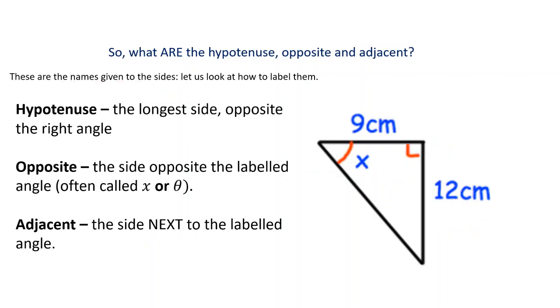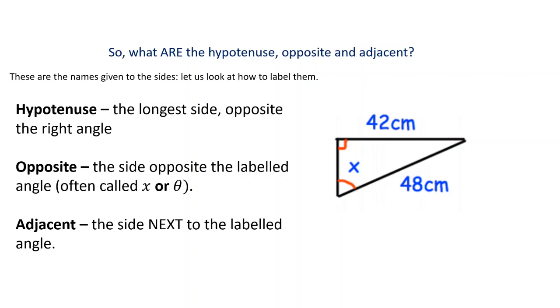The second example of labelling then, let's start off with the hypotenuse. The hypotenuse, the longest side opposite the right angle. So as before, here is the right angle. This is opposite it, so this is our hypotenuse. The opposite is opposite the labelled angle. This is my labelled angle. This side is opposite it, so this is the op. And finally, the adjacent is next to the labelled angle. So this one here is the adjacent: hyp, op, and adj.